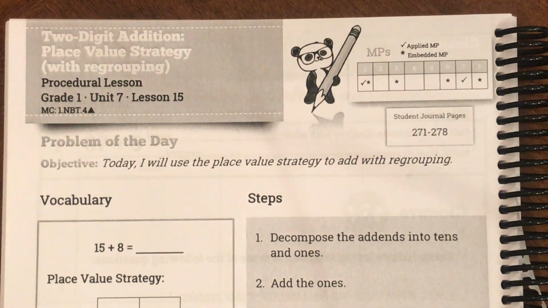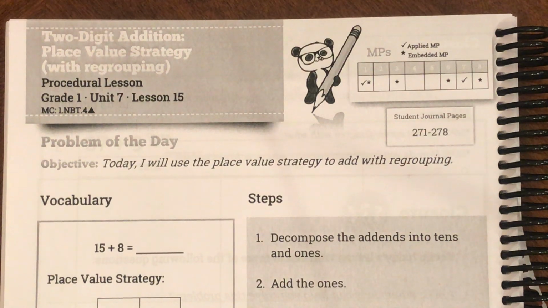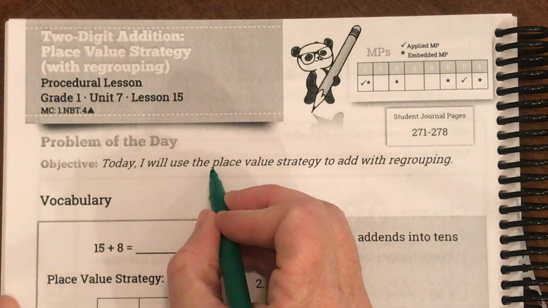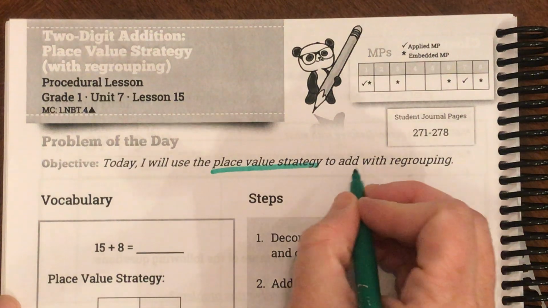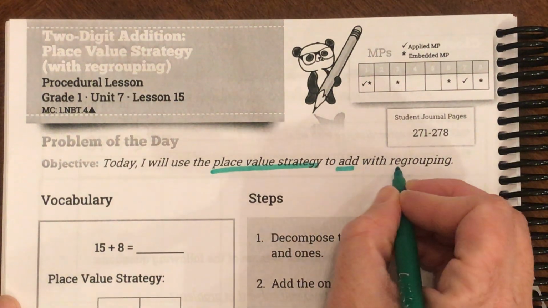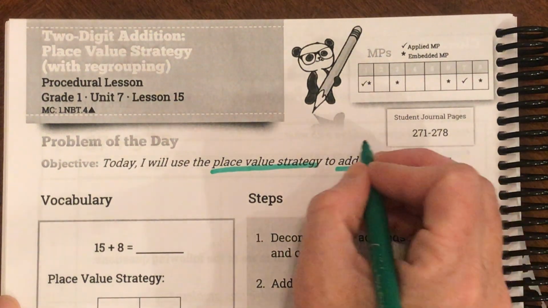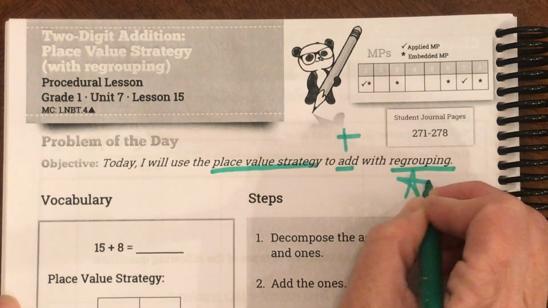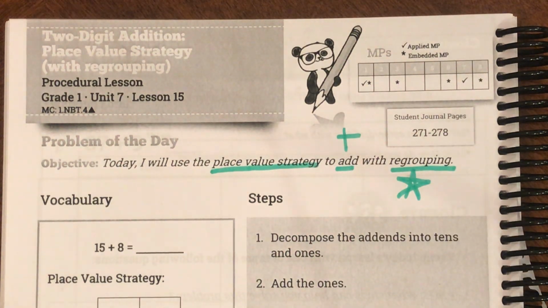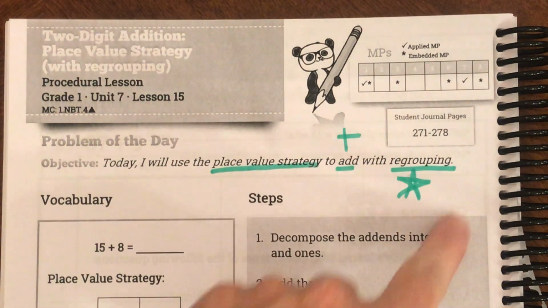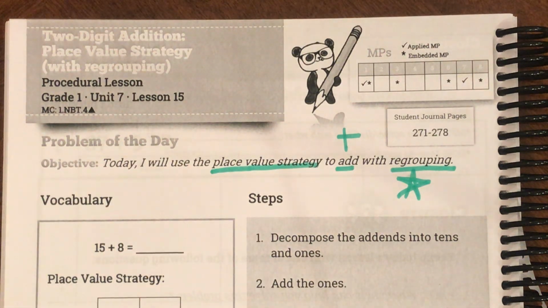Good morning, first graders. Today we're on page 271, and our objective today is I will use the place value strategy to add with regrouping. Okay, so we're going to be adding using the place value strategy, and this is going to be our big idea that we're doing a lot of practicing, this idea of regrouping.